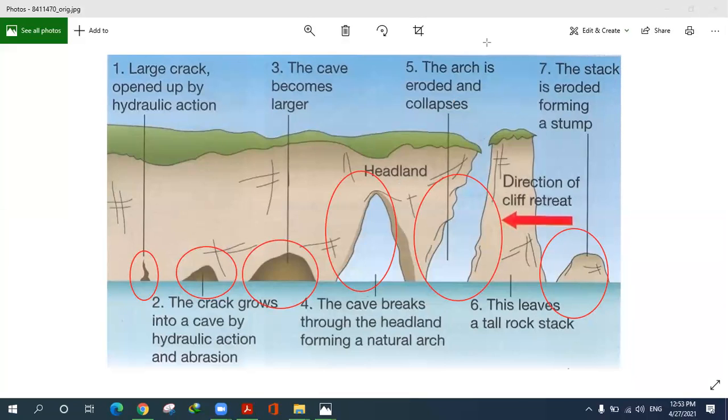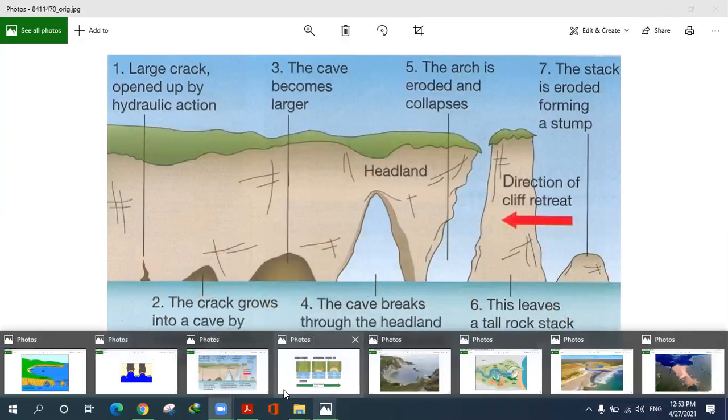Do you guys have any questions for this part? No. Okay, we're not going to finish the whole lesson today. But we're going to talk about the tide pools.